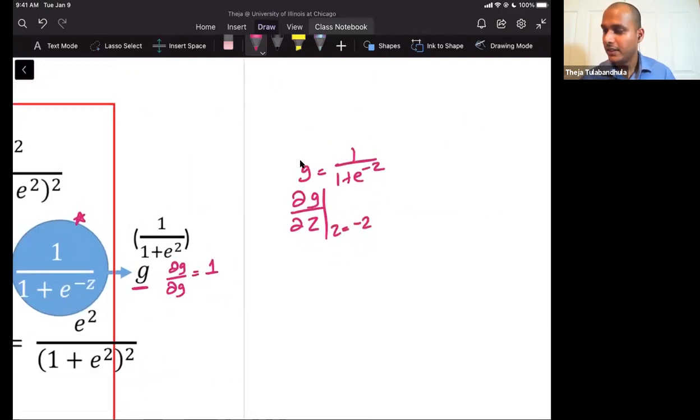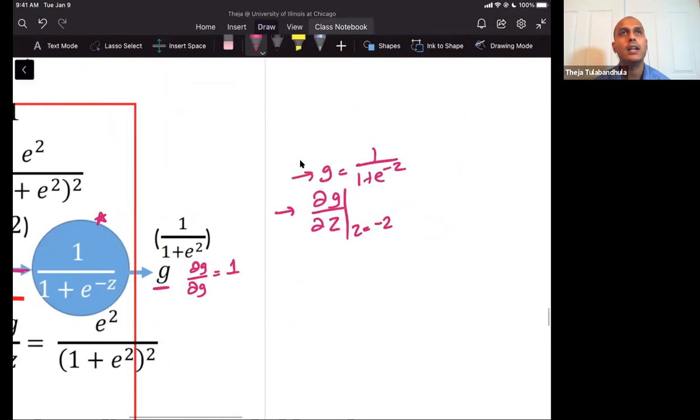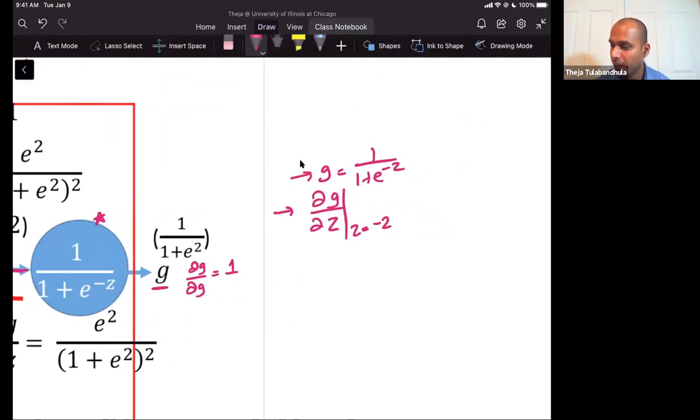So I know g is this, right? And I want to find this, right? So let's just apply what we know about the chain rule. Okay. I'm wondering if I should do that computation. It's not really illustrative. So okay, let me not do that computation.